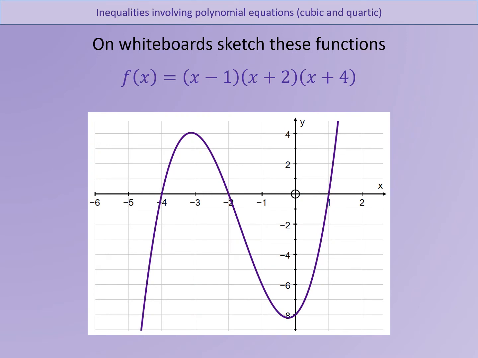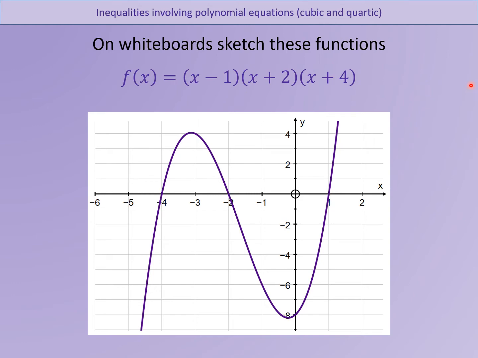Okay, so that is the graph for this first graph. As you can see, it's a cubic, it's a positive x cubed graph, which means it starts in the bottom left and finishes in the top right. And because it factorizes into 3 brackets, we can see easily 3 places where it crosses the x-axis. The x plus 4 tells us it crosses at x equals -4. The x plus 2 gives us a crossing at -2. And then the x minus 1 gives us a crossing at 1.